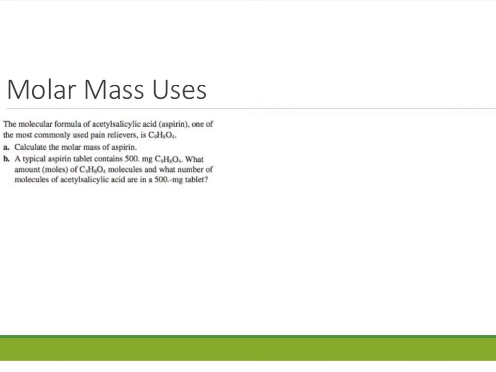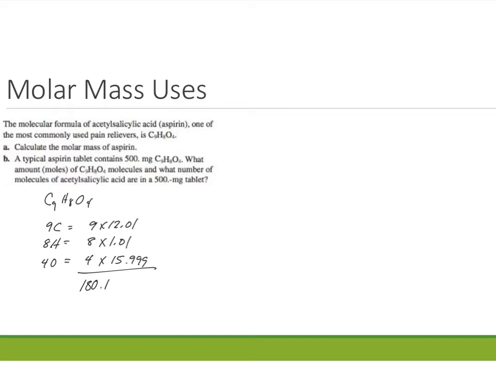Our formula is C9H8O4. So I've got 9 carbon atoms, that's 9 times 12.01. 8 hydrogen atoms, 8 times 1.01. And 4 oxygen atoms, 4 times 15.999. For a sum total of 180.16 grams per mole for aspirin.